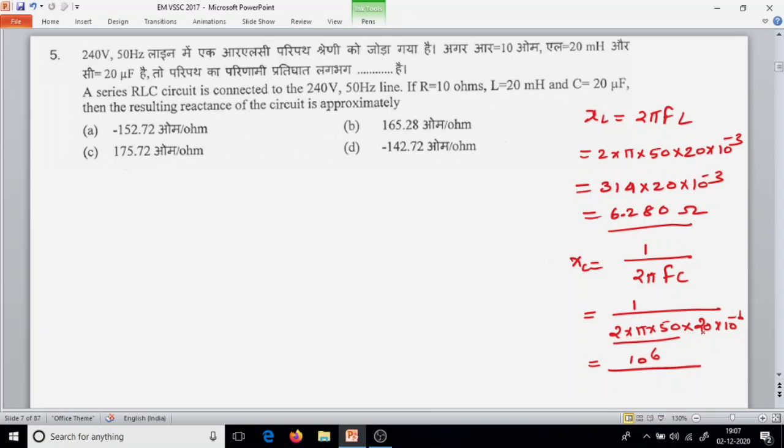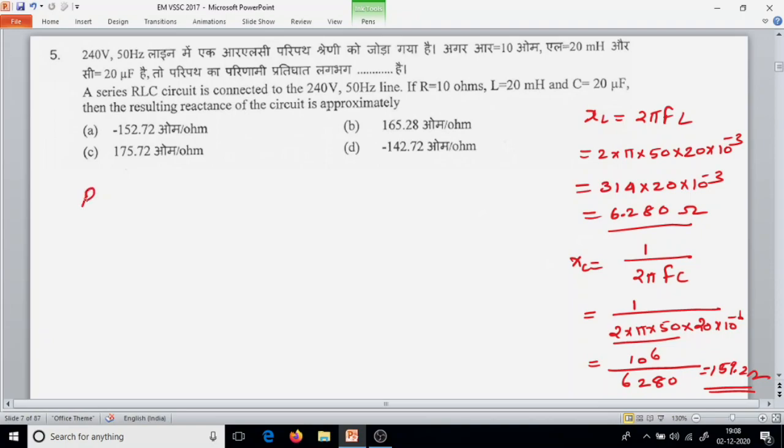314 into 20. 314 multiplied by 20, 6280 it comes. Now 10 to the power 6 divided by 6280. This comes to 159.2 ohms. This we can calculate reactance of the circuit.